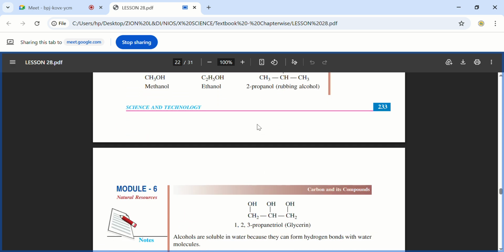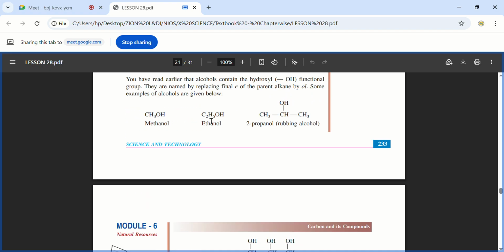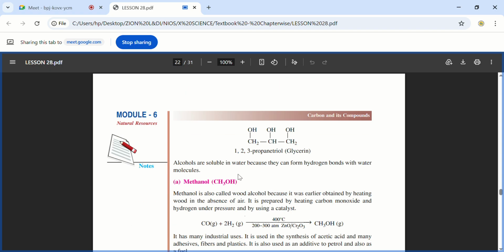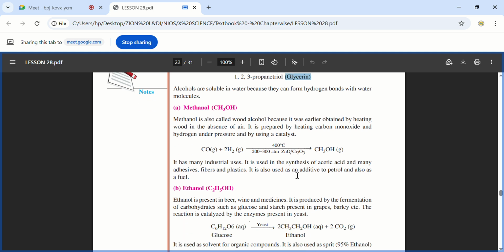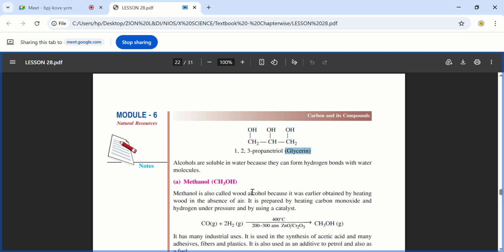Okay, I taught you how to write ethanol, methanol, and propanol. Now look at this 1,2,3-propanetriol. See, in the chain you have 3 carbons, so it is propane. And you have 3 hydroxyl groups, 3 alcohols. Am I right? So it is triol. So the commercial name is glycerin, which is used for making artificial tears.